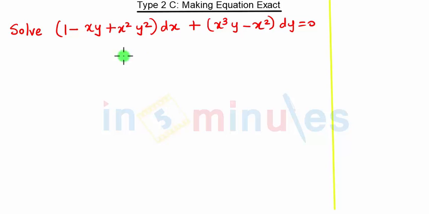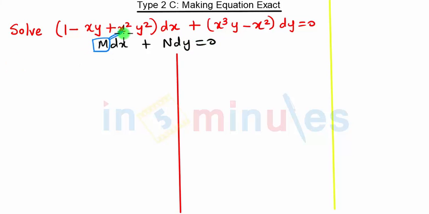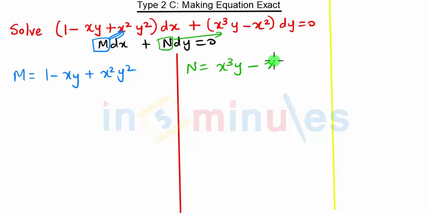As you can see, this equation is of the form M dx plus N dy equal to 0. What is M? M is this, 1 minus xy plus x square y square. What is N? N is this value, x cube y minus x square. Now what are we going to do? We are going to find the partial derivative of M with respect to y.